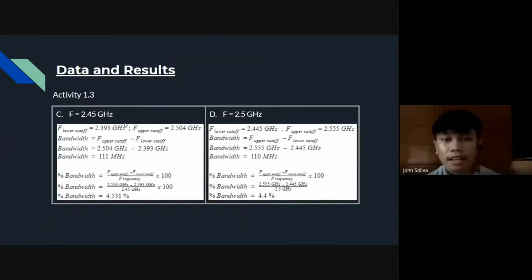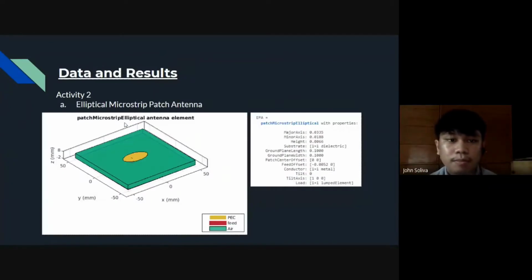So for the data and results for activity 2, based on the figure shown, the elliptical microstrip patch antenna is designed and simulated with different operating frequencies at a specific FR4 substrate, such as 2.35 GHz at 4.8, 2.4 GHz at 4.6, 2.45 GHz at 4.4, and 2.5 GHz at 4.2. The antenna design has a wider bandwidth and high gain.